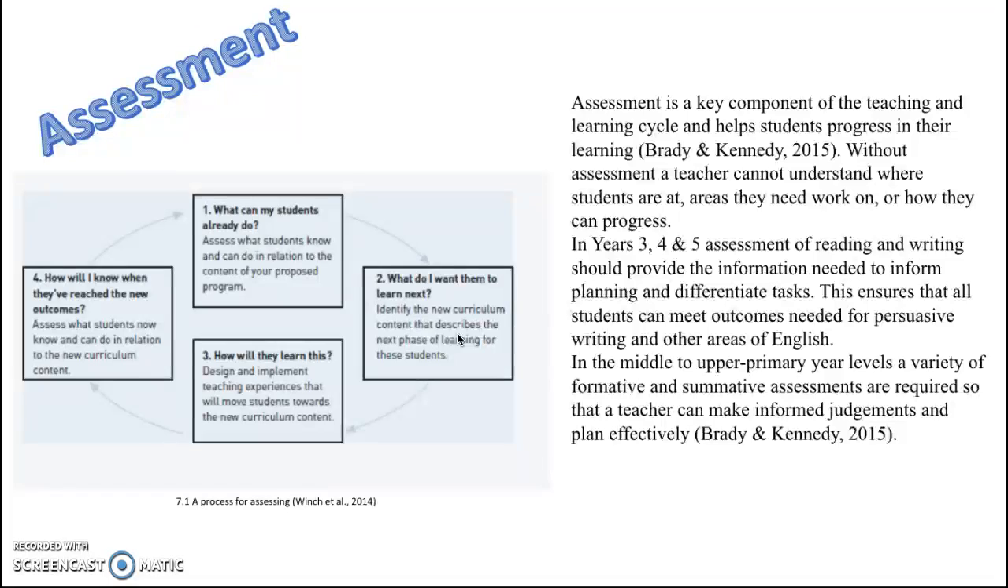Without assessment, a teacher cannot understand where students are at, areas they need work on, or how they can progress. In years 3, 4, and 5, assessment of reading and writing should provide the information needed to inform planning and differentiate tasks. This ensures that all students can meet outcomes needed for persuasive writing and other areas of English. In the middle to upper primary year levels, a variety of formative and summative assessments are required so the teacher can make informed judgments and plan effectively.